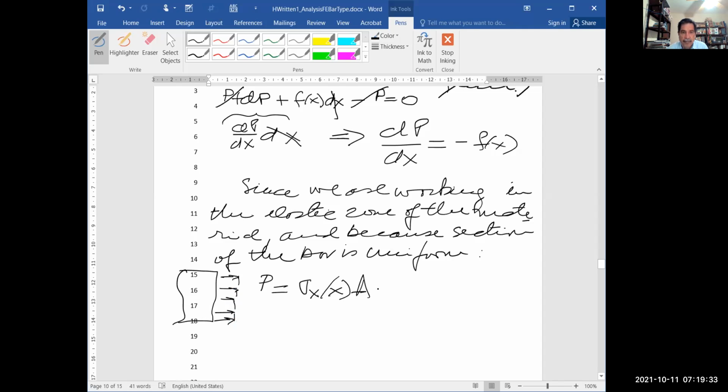So that's that. And since we said that we are in the elastic range, we can say that this is equal to E times epsilon x and times the area. And finally, remember that we defined the strain as du dx. There. So the axial force can be expressed like this.